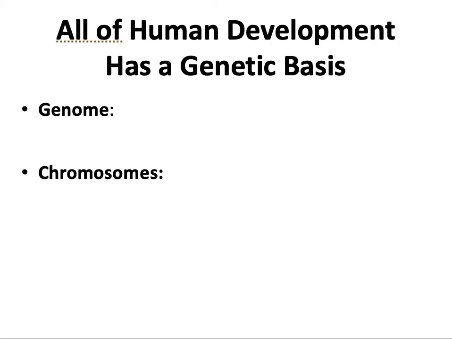Human development has a genetic basis. The genome is a master blueprint for making an entire organism. The genome provides the option, and the environment determines which option is taken. Chromosomes are structures within the cell body that are made up of DNA. These are segments which comprise individual genes.